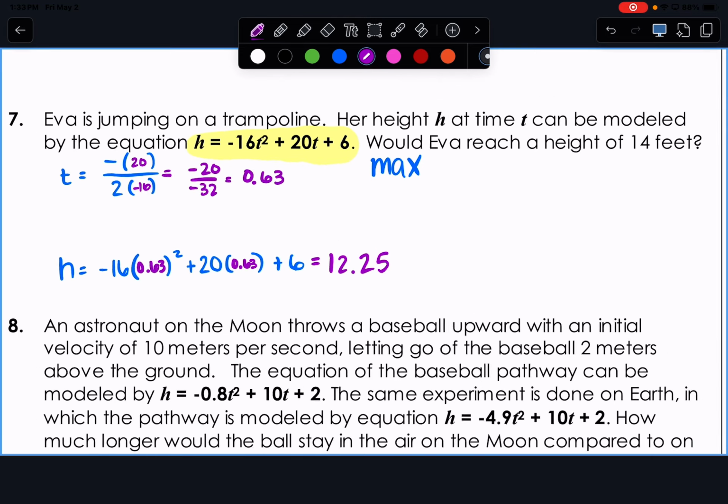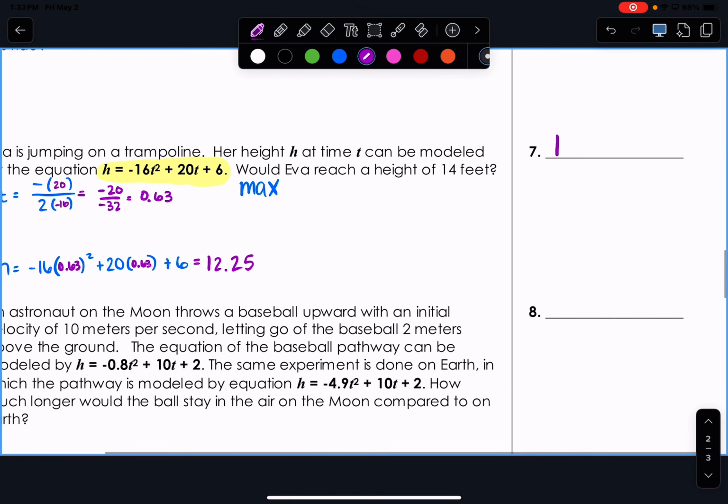All right. So this one is 12.25 feet. All right.